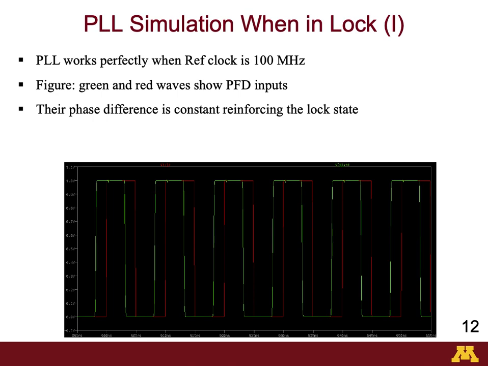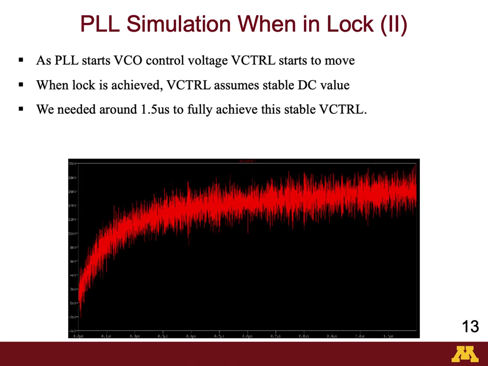Let's now show and discuss the overall PLL simulation when in lock. So the PLL works perfectly when the reference clock is 100 MHz. In this plot, the green and red waves show the PFD input. They are not drifting away from each other. So this means that they are in lock, since there is nothing changing to move them from the locking condition. And let's now see in the next slide what is the value of VCTRL, how does it change when the lock is achieved.